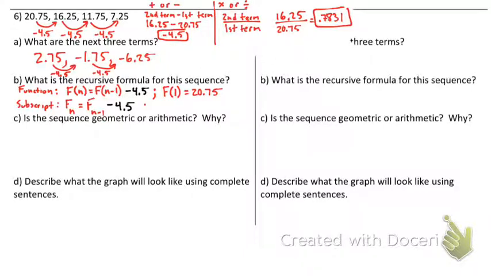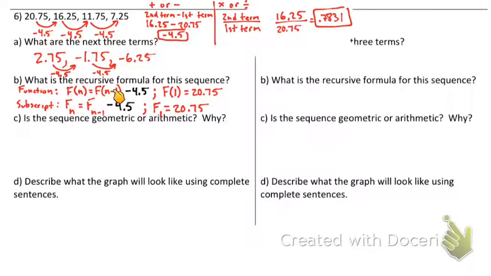Same thing for the subscript formula. Our first term in f is 1, and it's 20.75. So again, these are two different formulas, but they mean exactly the same thing. On your quiz today, you're going to be asked to write one or the other. Okay? But keep in mind, it is multiple choice. All right? So this is the recursive formula for this sequence.